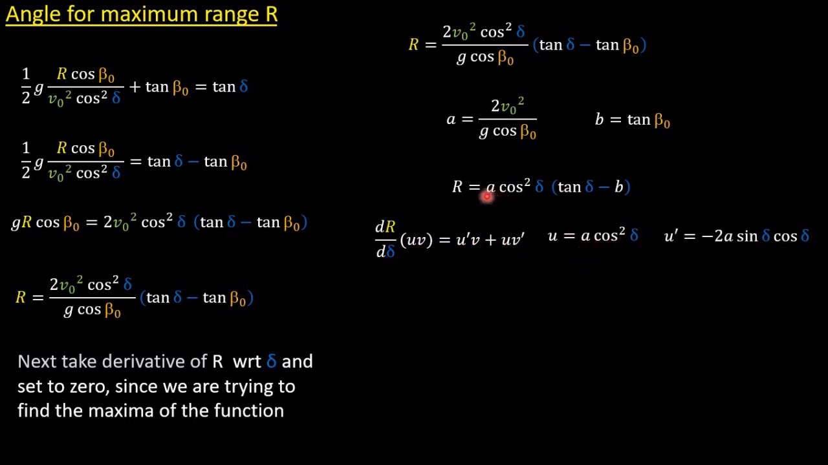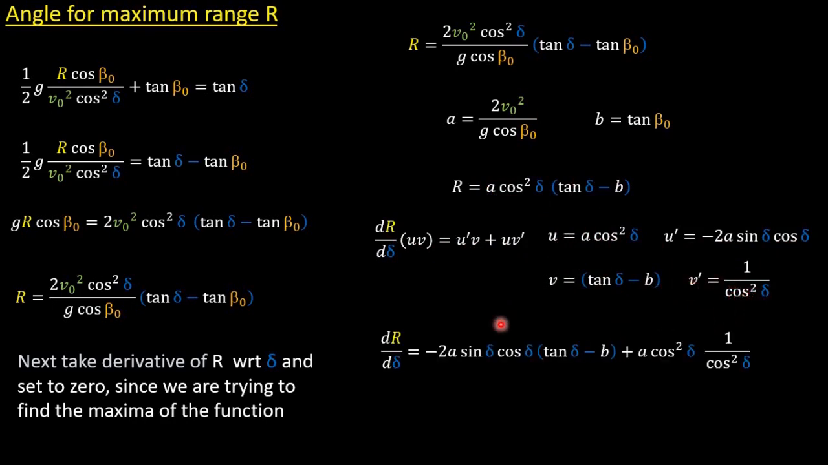delta. Okay, so I'm calling this term here u, and then if I take its derivative I get this, and then if I set v as tan delta minus b and then take its derivative to get v prime, I get 1 over cos squared delta. Okay, so if I substitute u into here, u prime into there, v into here, and v prime into there, I'll end up with this equation down here. And this is our derivative.